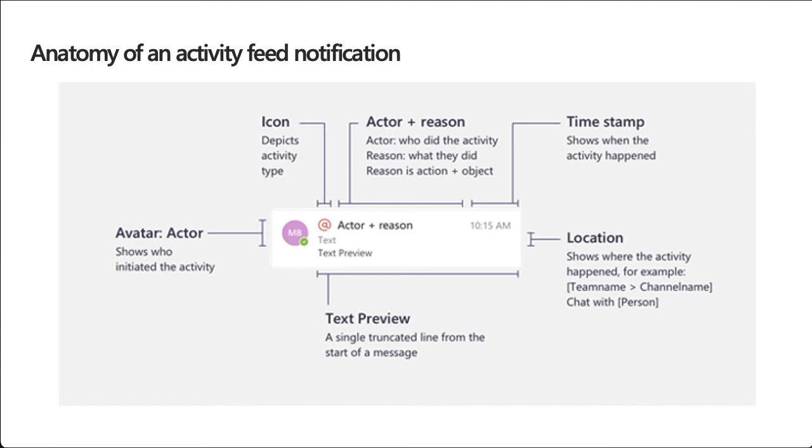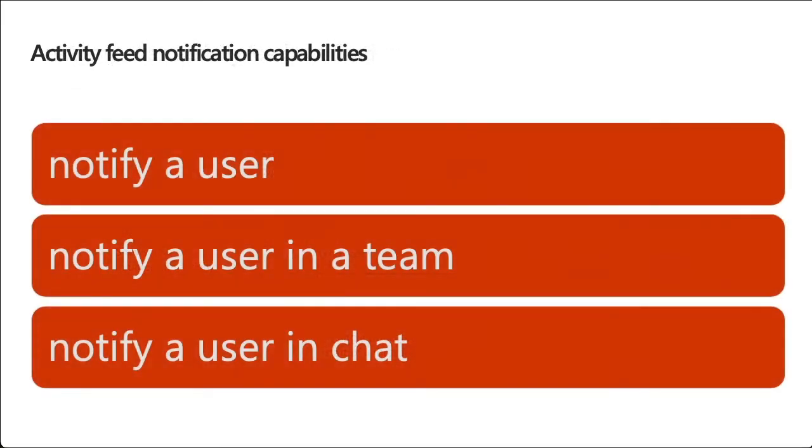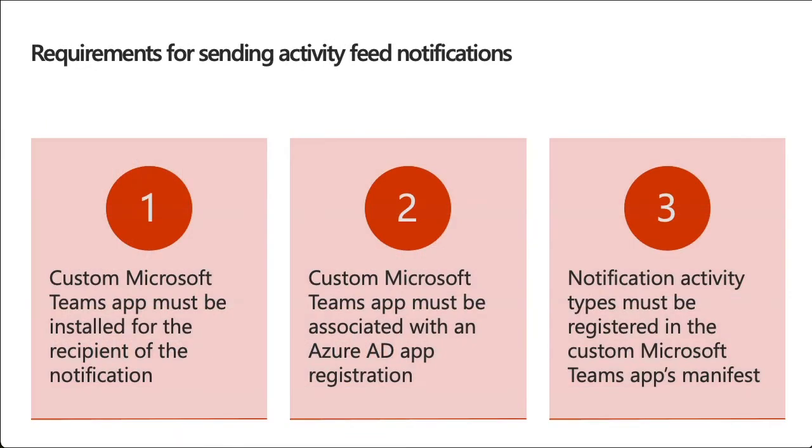Now the activity feed notifications are used to inform a user of something in Microsoft Teams apps that are installed for users in Teams and group chats. These are a way for us to provide that notification information based on 3 different contexts for my app. These 3 contexts that I can send a notification to a user are to notify a user in a team, and notify a user within a chat. All right, so these are the 3 different contexts that I can use this activity feed and these notifications for. And there are a couple requirements for sending activity feed notifications.